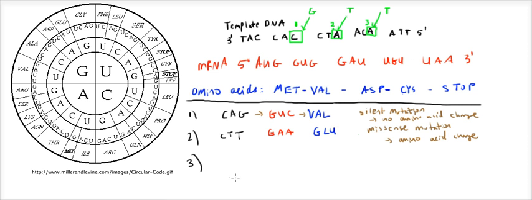And let's look at number 3. At number 3, we have an ACA that becomes an ACT, and then that will make the mRNA into UGA, which will give us, if you look on the amino acid sheet, a stop codon. Stop. And this is called a nonsense mutation.